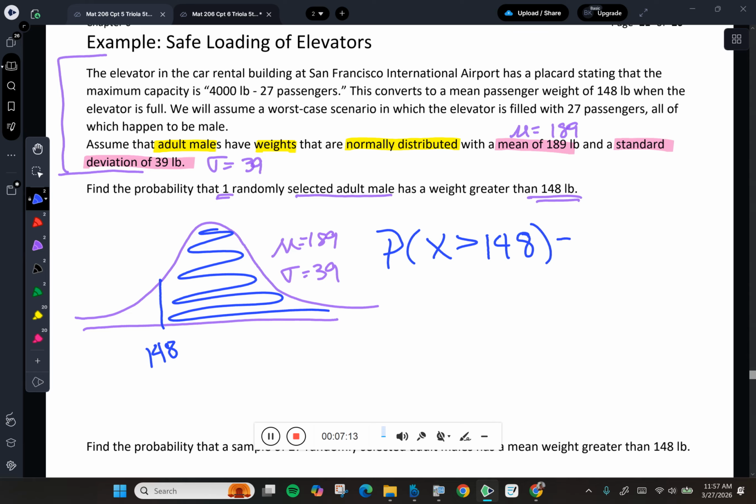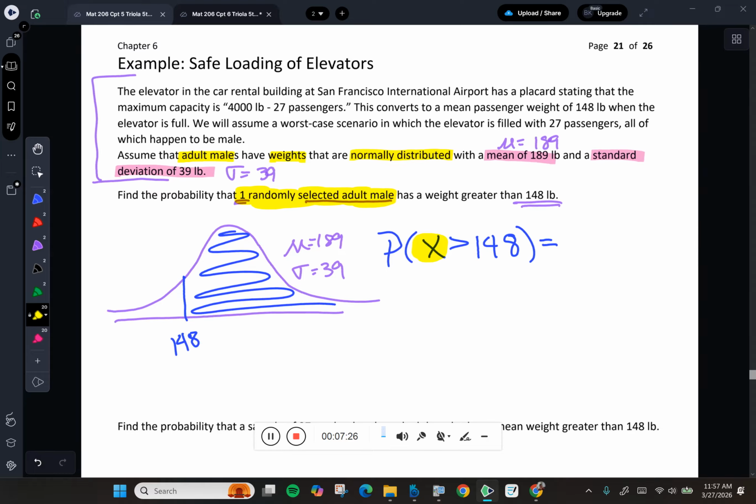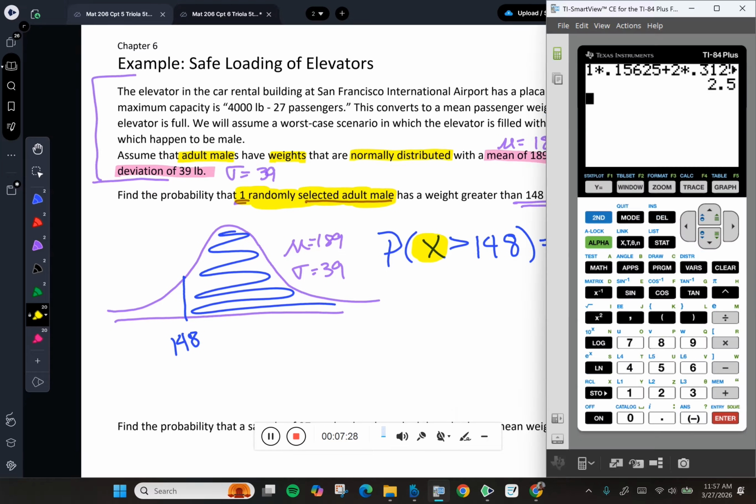148 pounds. Okay, I want to point out something. You see how I wrote X there? Because I'm asking to find the probability of one single randomly selected individual. Now the math that I do here is the same math that I've done before. Grab my calculator, go to my distribution menu, normal CDF. I have a lower limit of 148. I have no upper limit, so big number. I have a mean of 189. I have a standard deviation of 39.